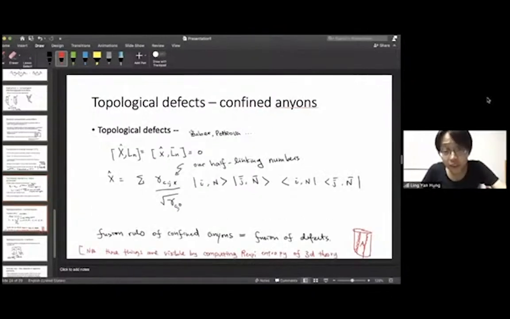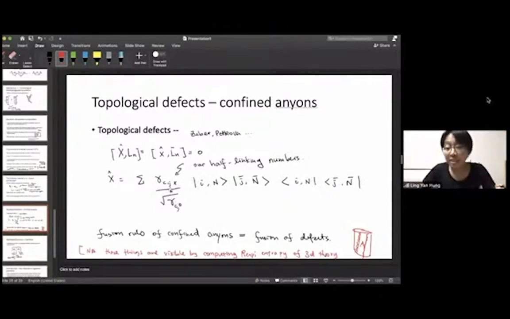And so these things have been considered before, for example, by Zuber and Petkova in the 80s. These line operators that are topological defects commute with the Virasoro operators, and then they can be written in this particular way in terms of states in the Hilbert space. And these states, of course, have to appear inside the modular invariant Hilbert space.